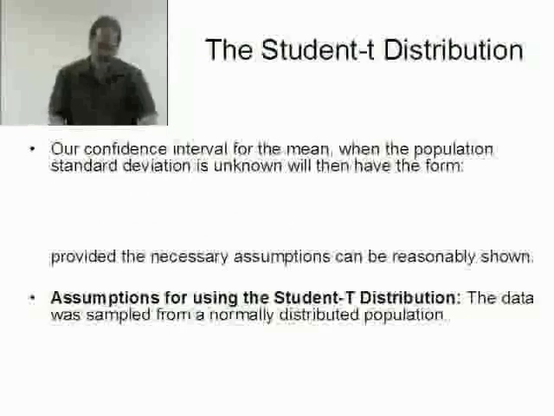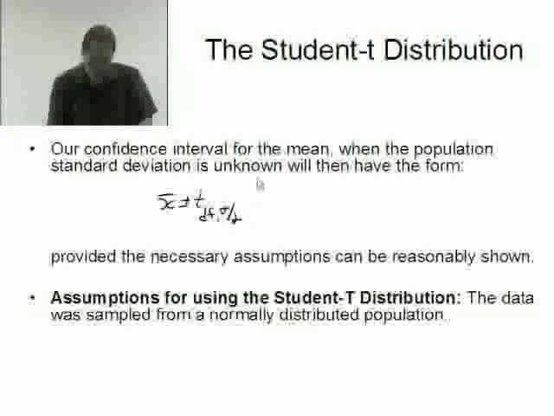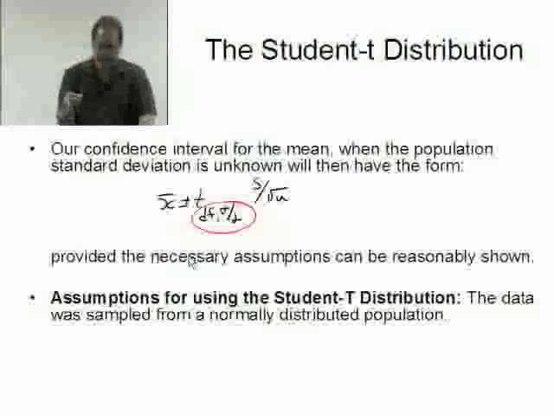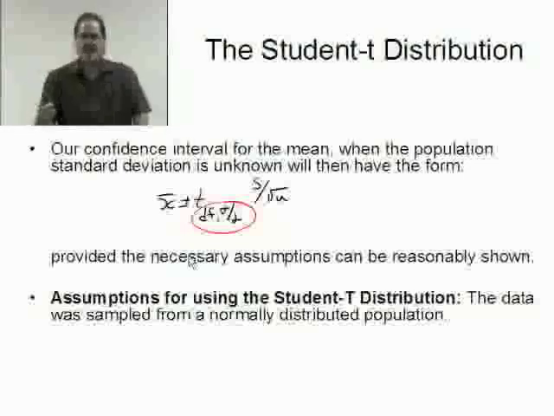Now, our confidence interval for the mean, when the population standard deviation is unknown, will have the form x bar plus or minus t with the appropriate degrees of freedom, alpha over 2, times s over the square root of n. This degrees of freedom, don't freak out by this down here. This is just simply stating which t distribution we're using.